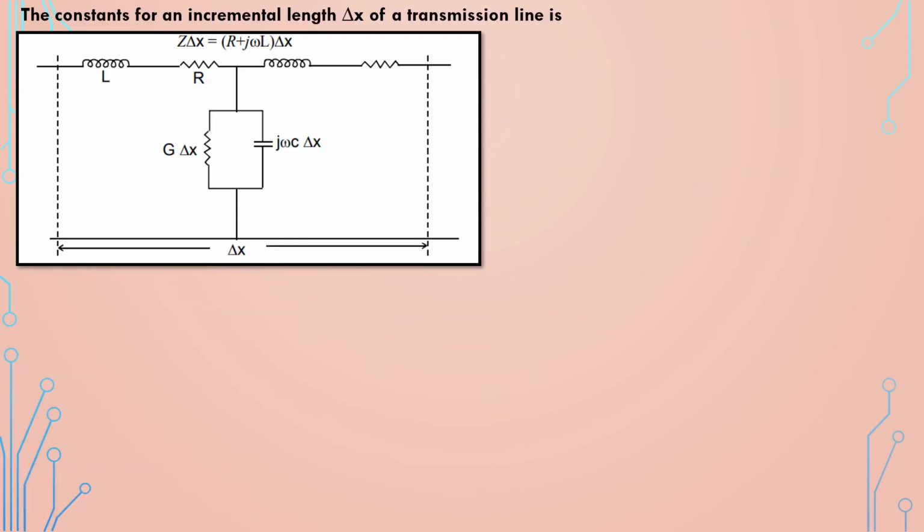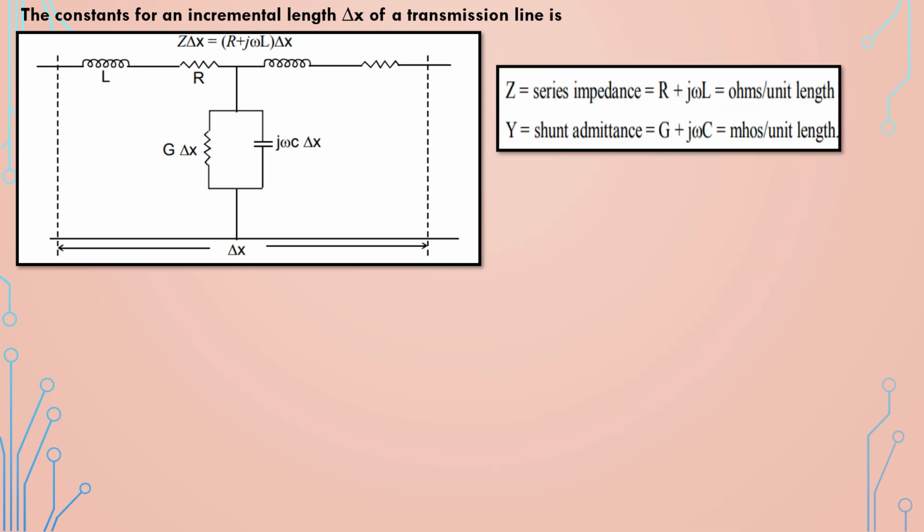Now this is an incremental section where you have L, R, G and C. Look into the series impedance. Z is the series impedance, which is R plus j omega L, and the unit of impedance is ohms per unit length. And Y is the shunt admittance. It is G plus j omega C. It is mhos per unit length.